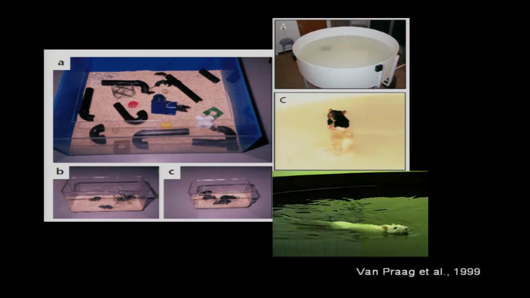And you need to know how this task is run. Here is a typical pool in which this task is run. You can see this darker dot here? This is a platform that is just on the surface, and it's labeled black, so rats can actually see that. But in the real condition, this platform can be placed anywhere, and it's white. There's powdered milk or non-toxic white paint put in the water so that a white platform just underneath the water is invisible.